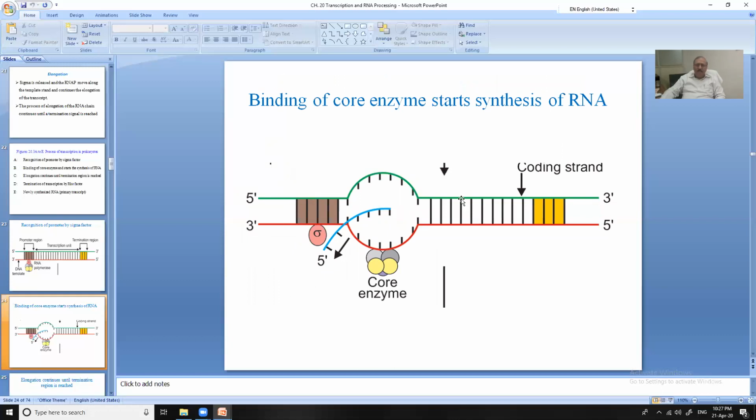You see, this is the easier diagram. Bubble is there. It is core enzyme RNA polymerase, and this new one is the RNA which is synthesized here. Okay, it is new. It is the stop sequence. It is the termination sequence. So it will continue to synthesize the RNA until this stop sequence comes here.